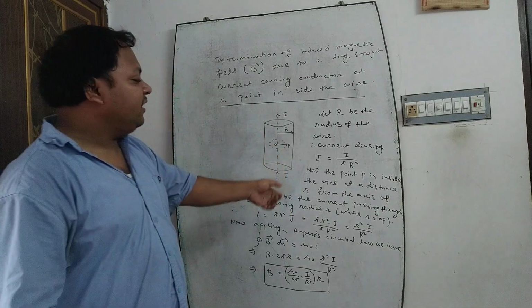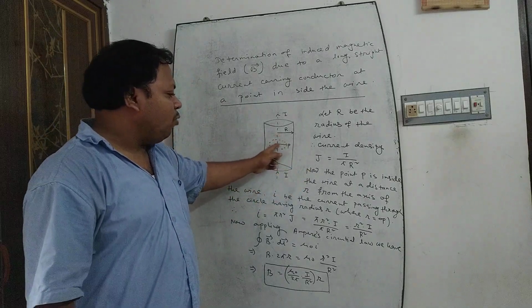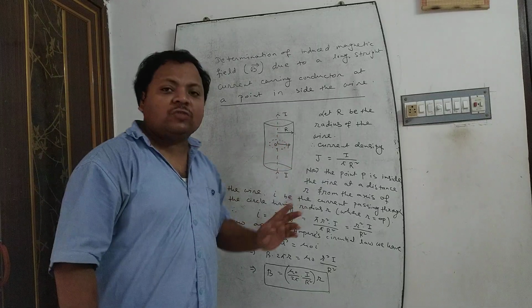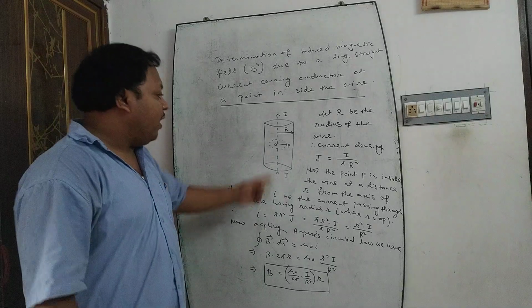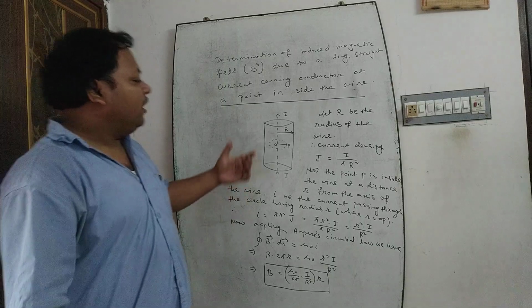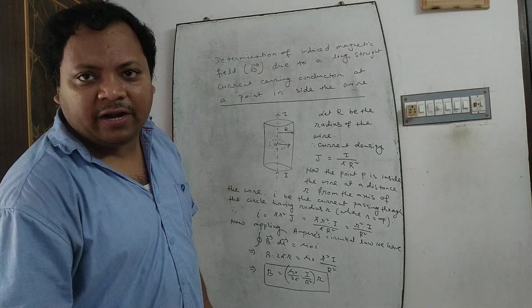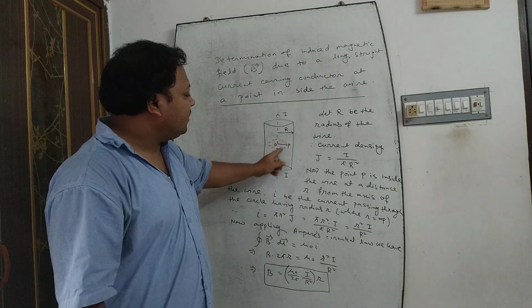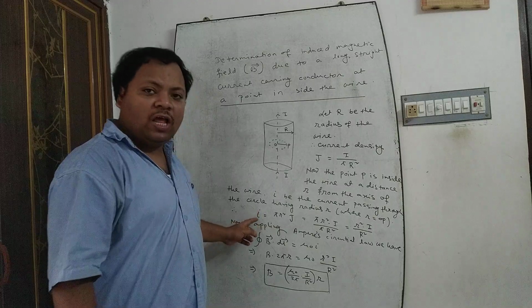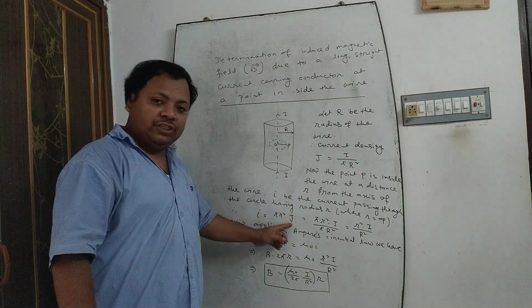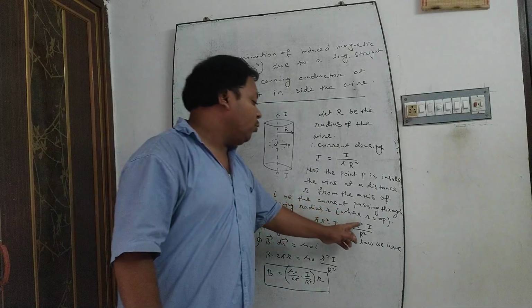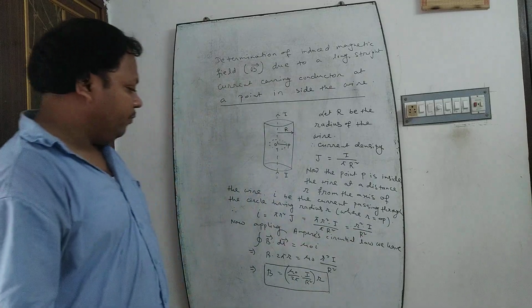Now, the point P is inside the wire at a distance small r from the axis of the wire, that is OP is equal to small r, where O is a point on the axis of the wire. Let us consider small i amount of current is passing through the circle having radius OP. Now, small i is equal to pi r square into J. This gives small i is equal to small r square I by capital R square.